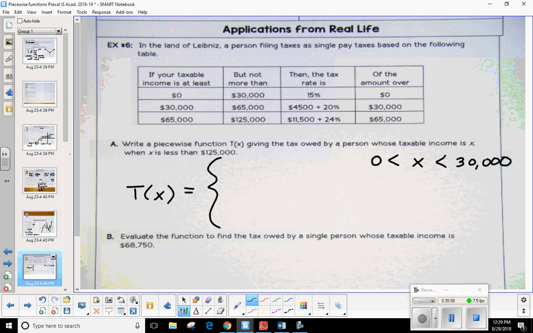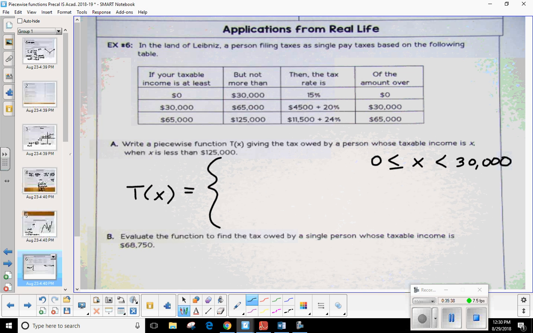It says at least, so would the 0 be included? Yes, it is possible. Maybe you don't make any money, but not more than. What do you think, Genevieve? Okay, we're not going to include it, because you'll notice what happens on the next row. It starts at 30,000, so that's a good indicator that one is probably going to be included. We'll get to that one in just a second.